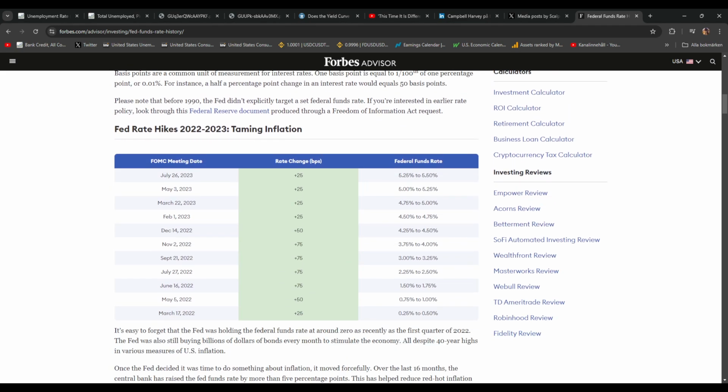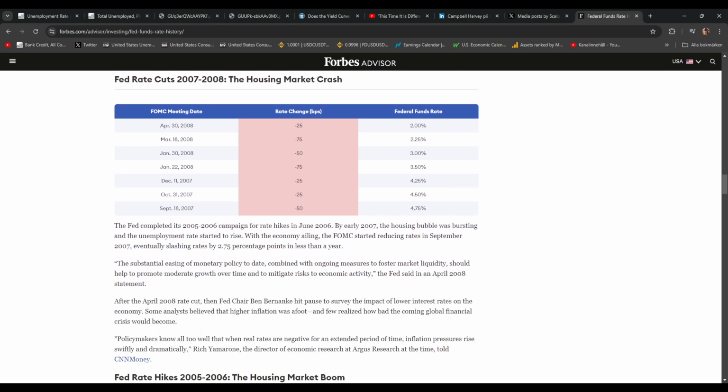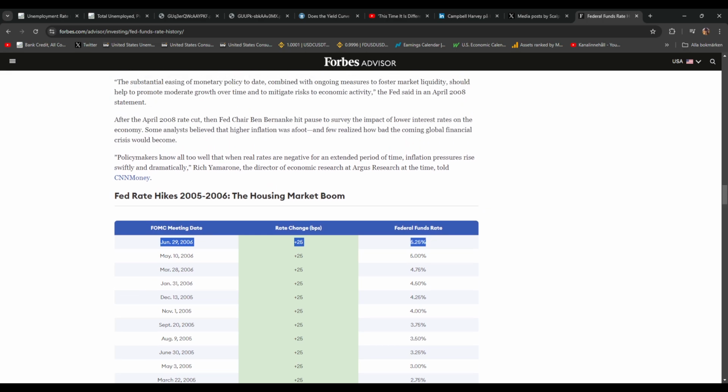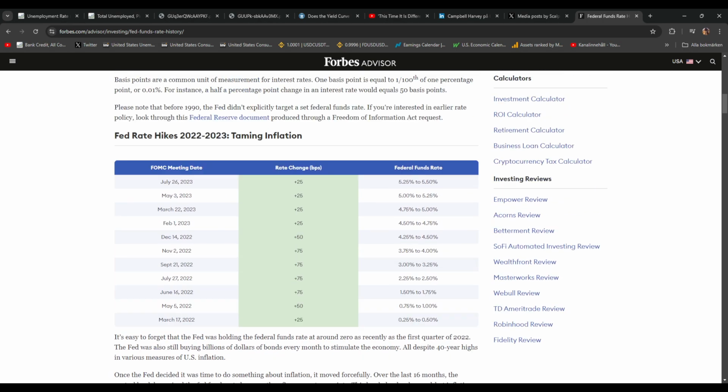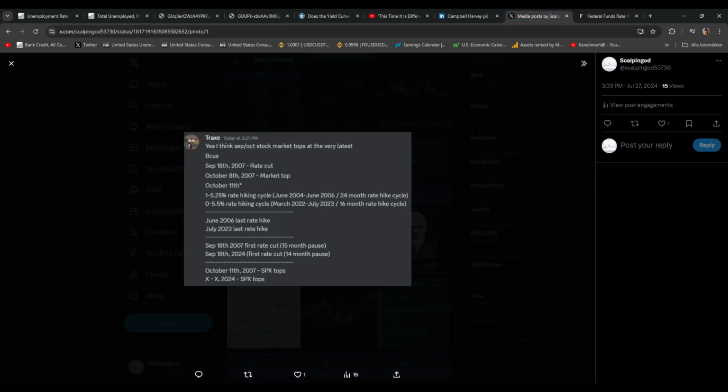Here they were raising rates from March 2022 from 0% up to 5.5%. So nearly twice as, or it's a lot quicker at least. And the terminal rate was reached here on July 26, 2023. And they're going to cut rates on September 18th, which is the exact same date as back then. Back then it was a 15-month pause period between June 2006 till September 2007. This time it's going to be a 14-month pause period between July 2023 until September 2024.